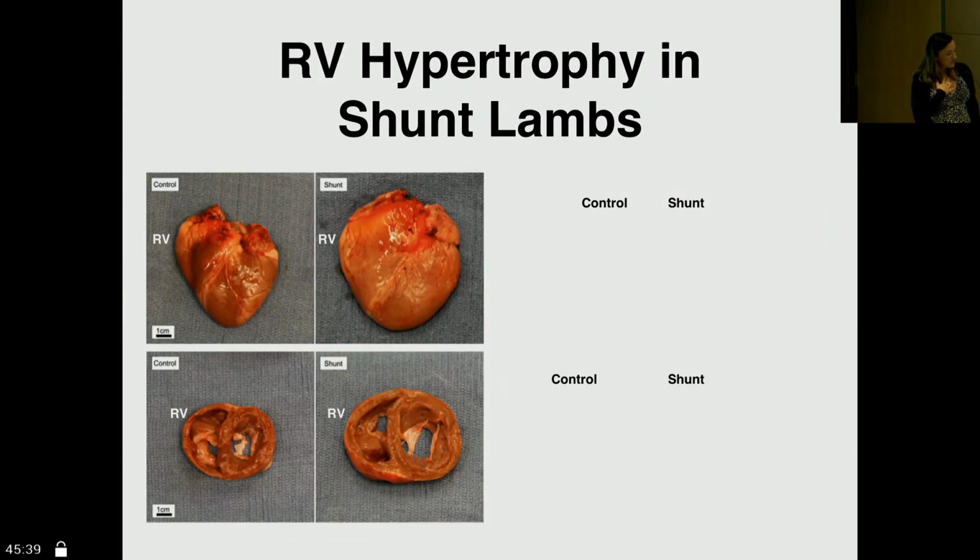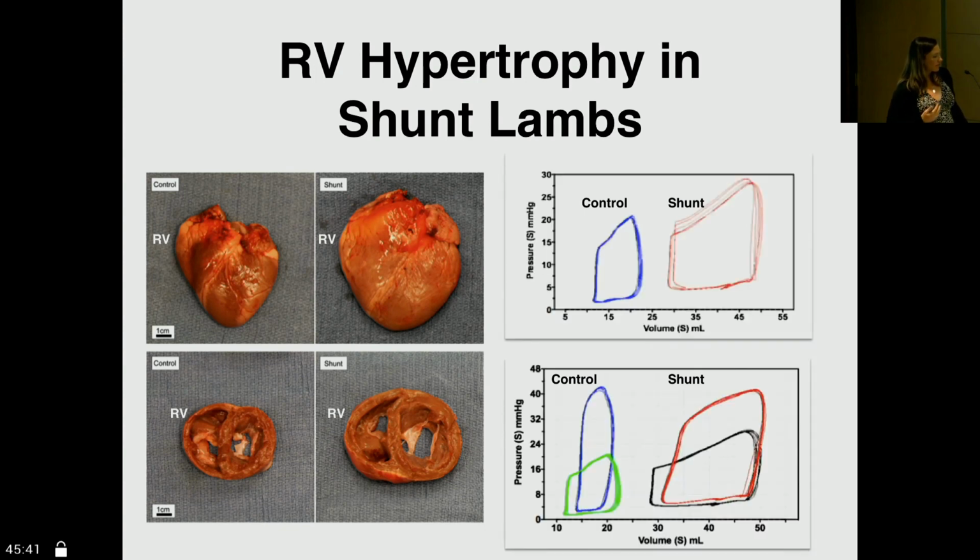And so we've looked at the right ventricle in these animals, and in just gross morphology, you can see controls are on the left and shunts are on the right, and the heart picture is shown. And the RV is clearly hypertrophied, and then when you look at the cut section, you see that there's really biventricular hypertrophy. And particularly if you look at the free wall of the RV in the shunt animals, it clearly is more hypertrophy when compared to control specimens.